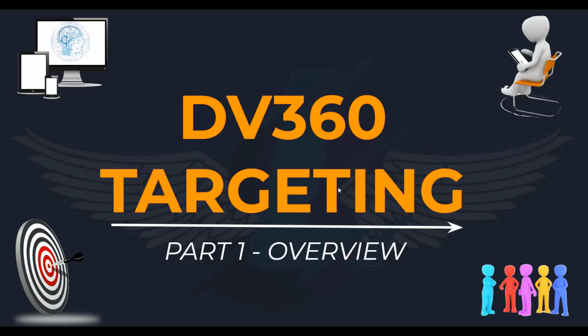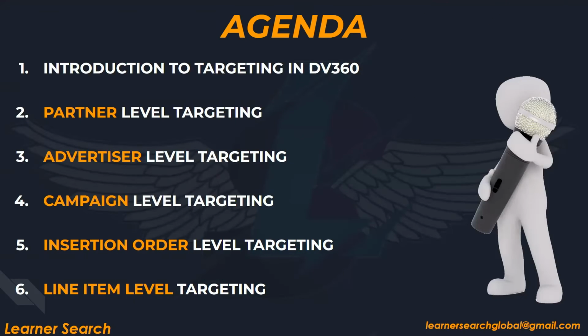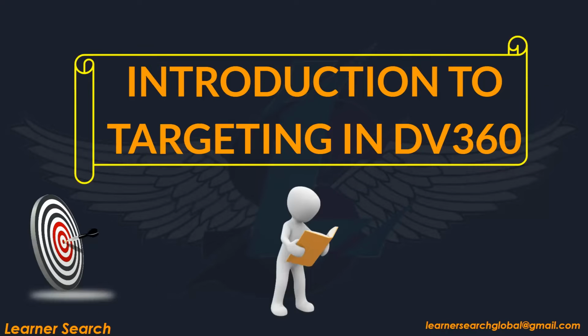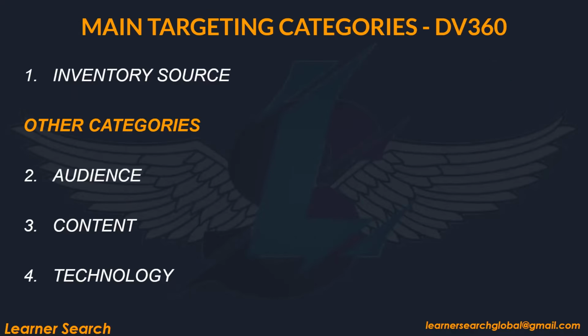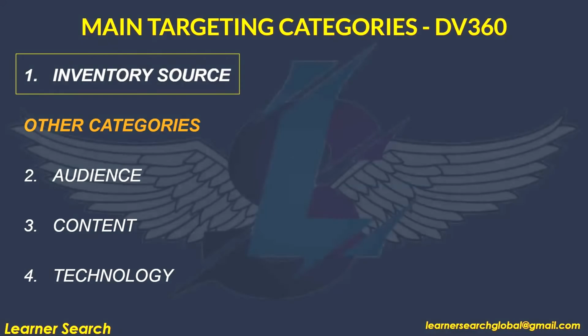In this video, I'm going to cover how targeting works in DV360. Agenda of this video: Introduction to targeting in DV360, partner level, advertiser level, campaign, IO and line item level targeting. Introduction to targeting in DV360. Main targeting categories available in the platform are inventory source, and other categories like audience, content and technology targeting. We shall look into each one in detail.